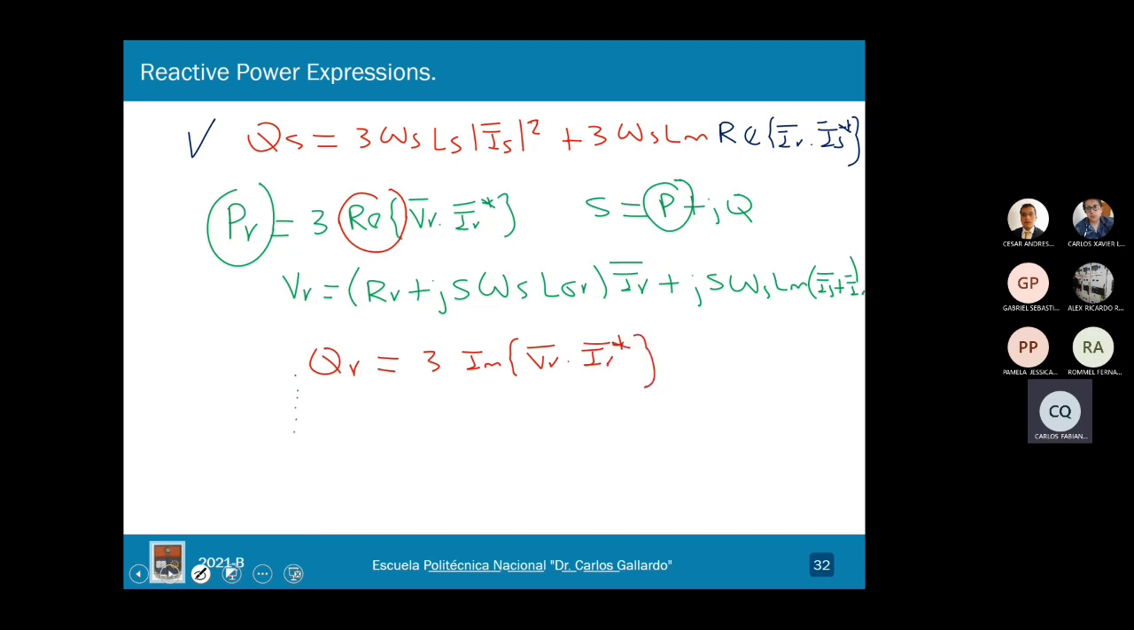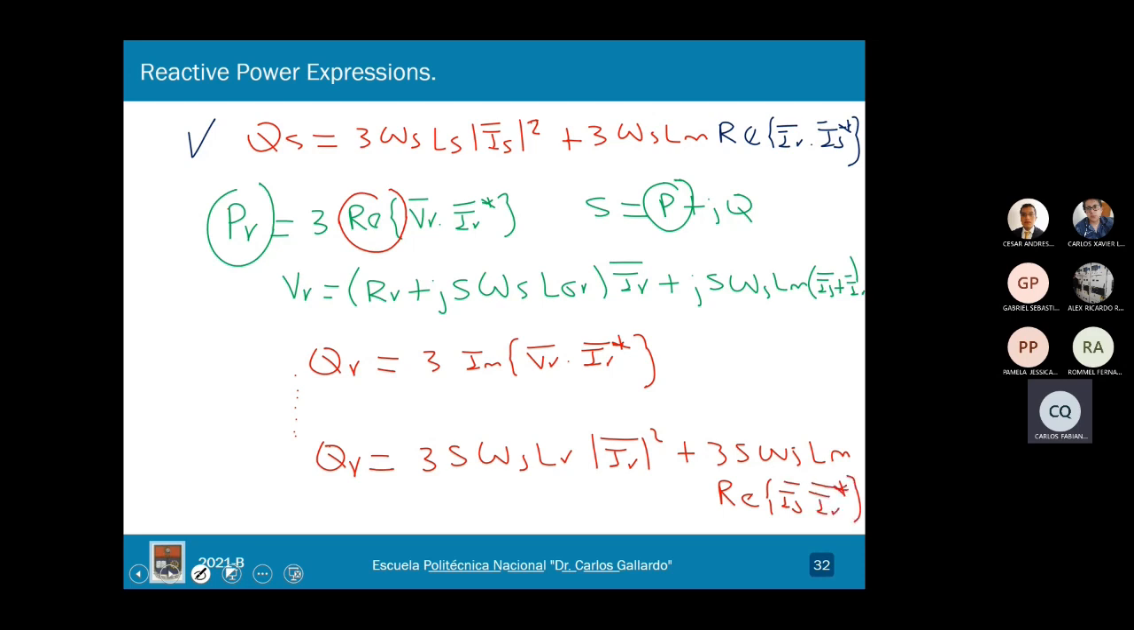So following the same methodology for the stator reactive power, the rotor reactive power is equal to 3 times the slip, times the angular frequency, the rotor inductance, times the rotor current squared, plus 3 times the slip, the angular frequency times the magnetizing inductance, using once again the identity, so I will have the real part of the stator current times the rotor current.